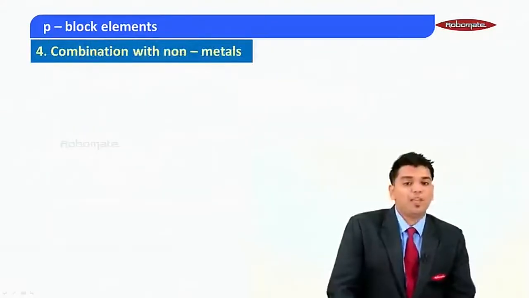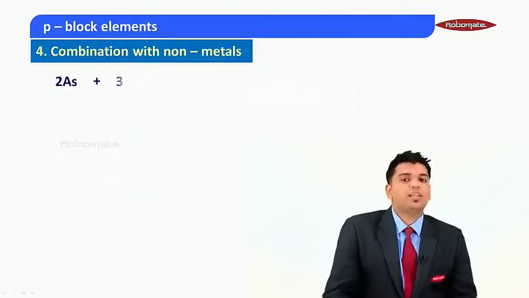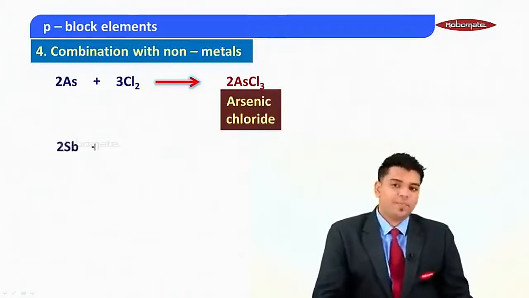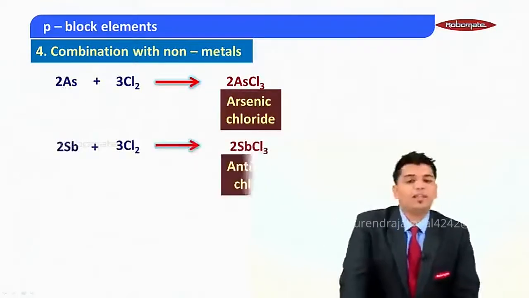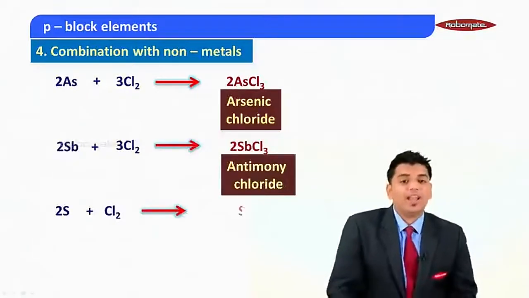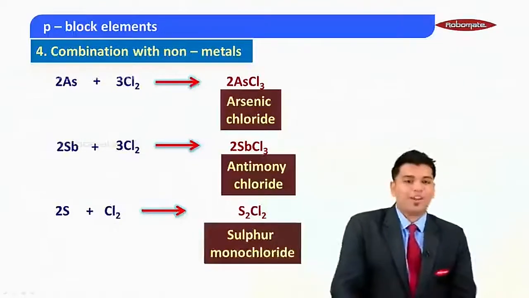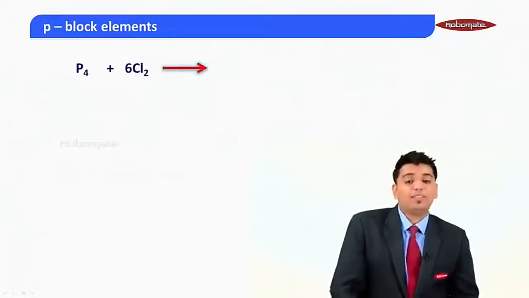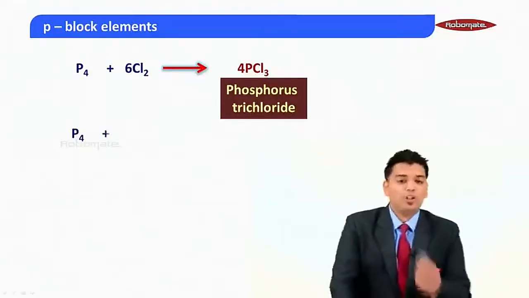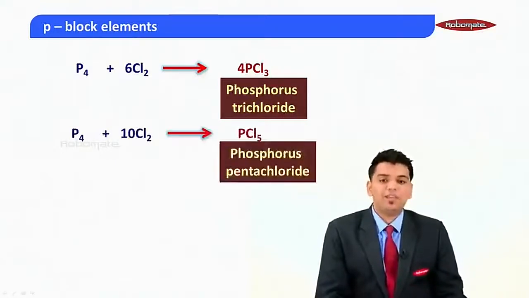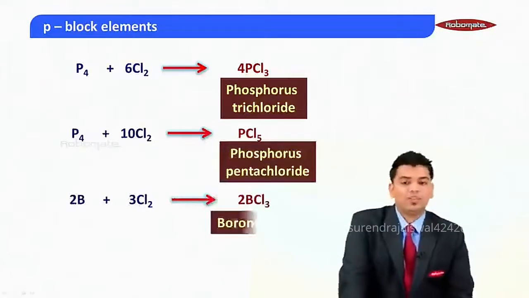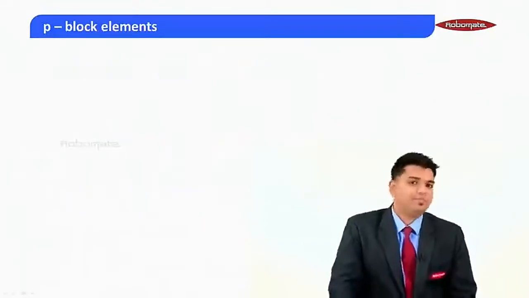Next up, we have its combination with non-metals. First, arsenic plus Cl2 gives us AsCl3, that is arsenic chloride. Antimony plus Cl2 gives antimony chloride, that is SbCl3. Next, sulfur plus Cl2 gives us S2Cl2, that is sulfur monochloride. Next, P4 plus 6Cl2 gives us PCl3, that is phosphorus trichloride. When more chlorine is used here, it gives us PCl5, that is phosphorus pentachloride. And also, boron plus Cl2 gives us BCl3, that is boron trichloride.